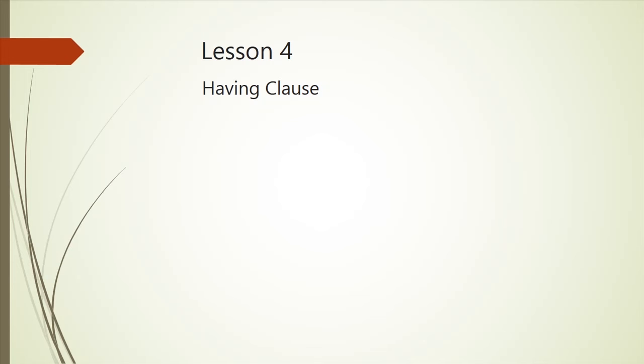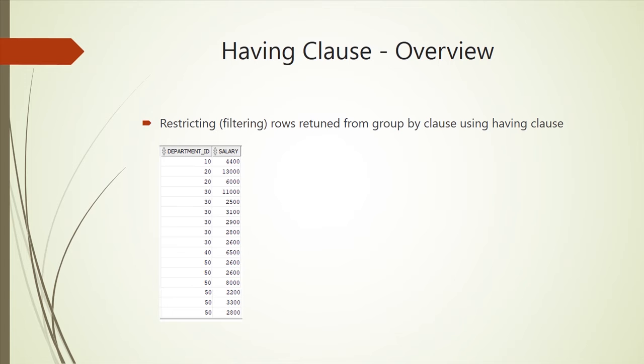Hello everyone and welcome to chapter 7 lesson 4, the HAVING clause. In this lesson we are going to learn how to use the HAVING clause in a SELECT statement. The HAVING clause is used to restrict and filter rows retained from the GROUP BY clause.